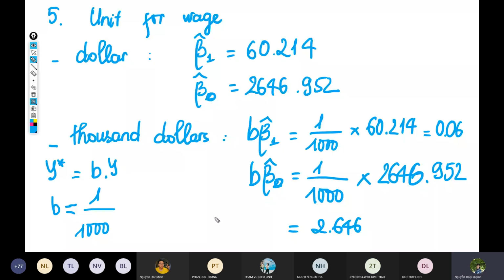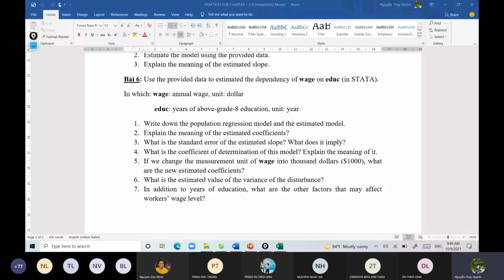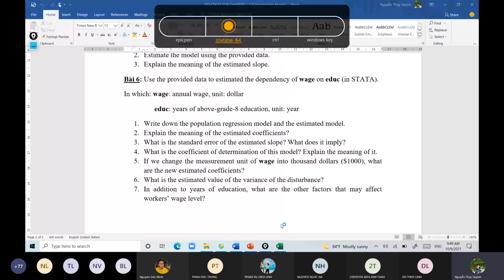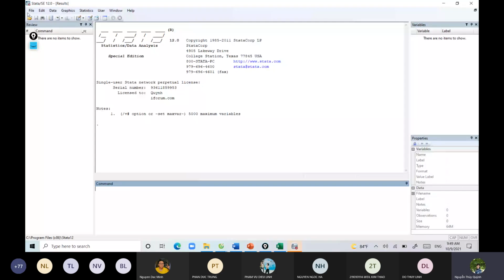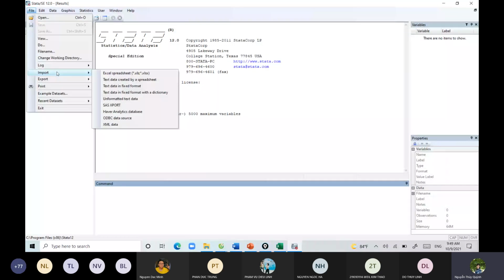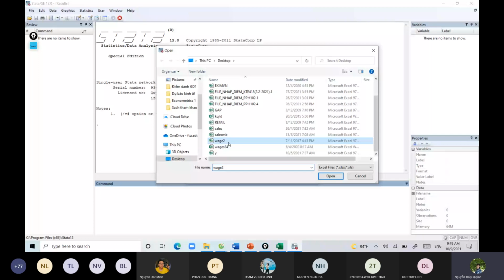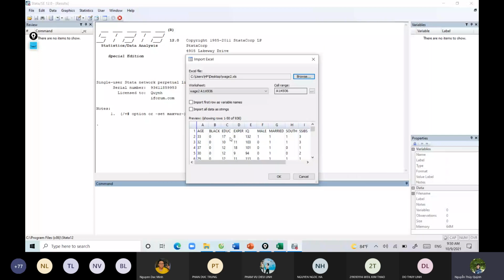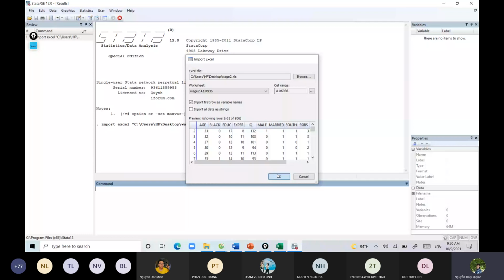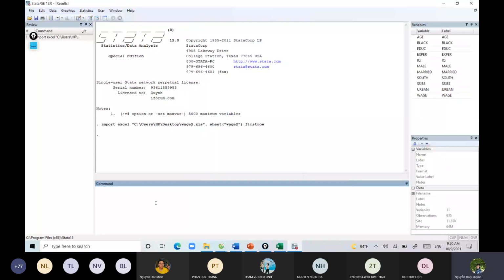Yes, okay. So now in Stata, I will show you how to do it in Stata. Let me import the data into Stata here. Now I will generate a new dependent variable.